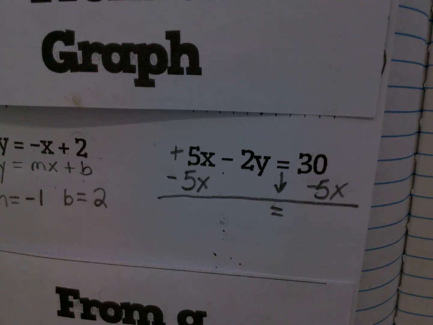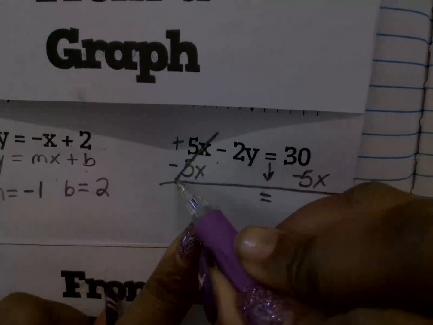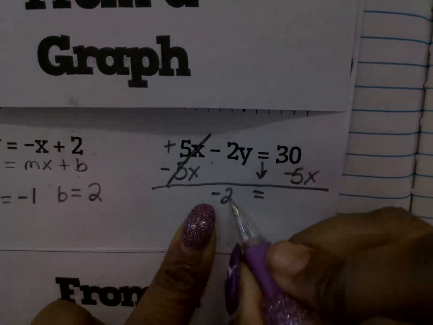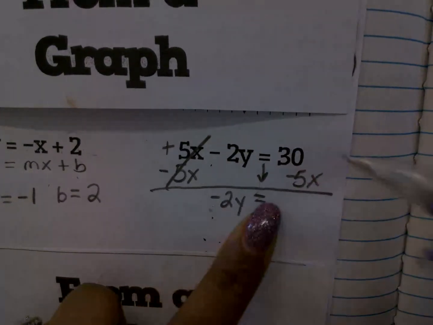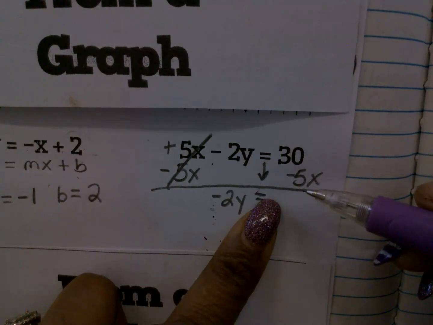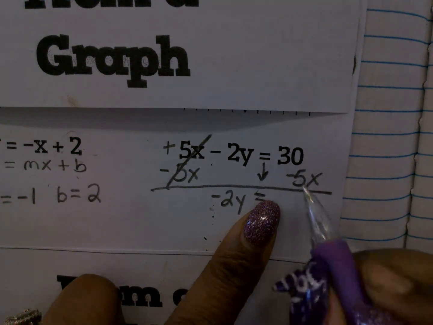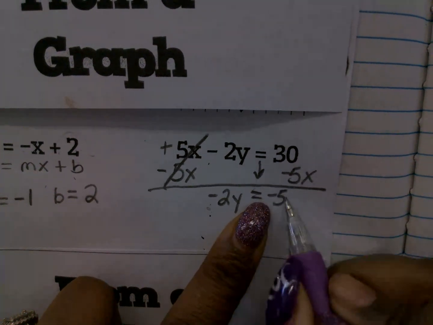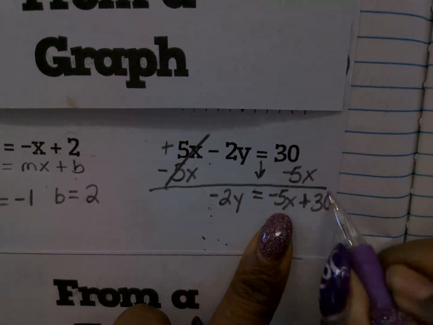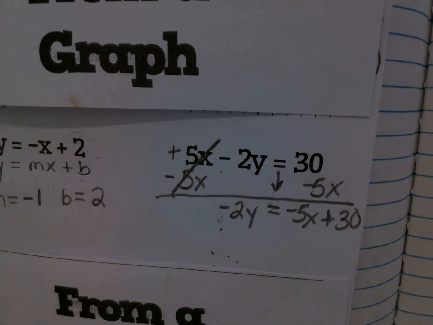Now what you notice is that 5x minus 5x is 0. This is now gone. What's left over here is negative 2y. On this side, do not add or subtract them because they're not like terms, so you bring them both down. I'm going to bring down negative 5x first, and then this is a positive 30. And we're going to do another one just like this one.